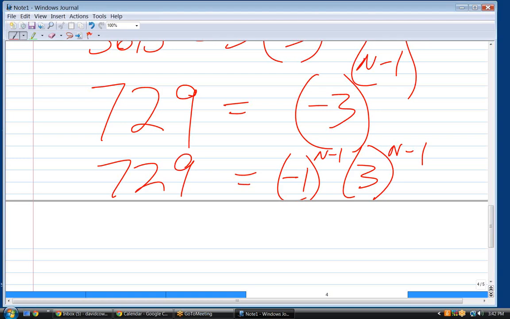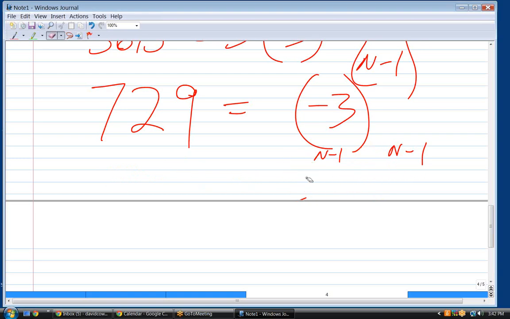Thinking. Wow. How to solve for n? Somehow I got to get rid of that negative 3. What is negative 3 to the n minus 1?